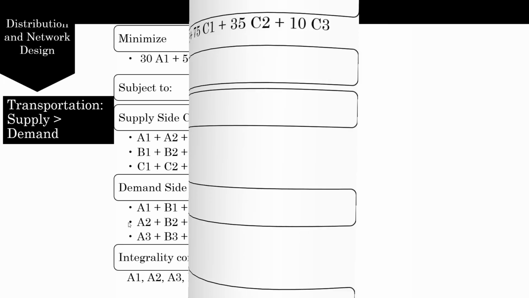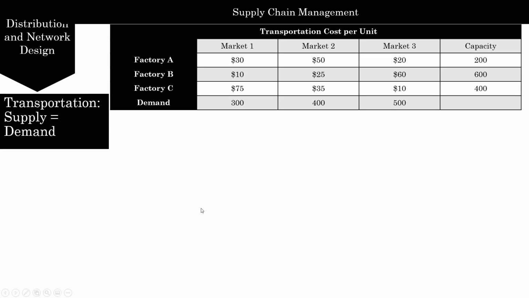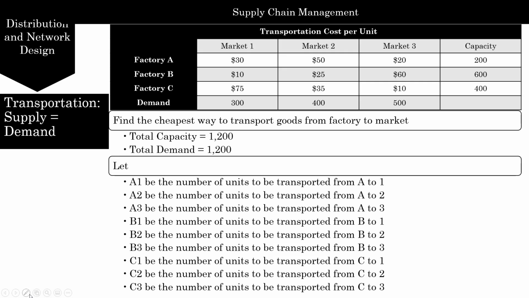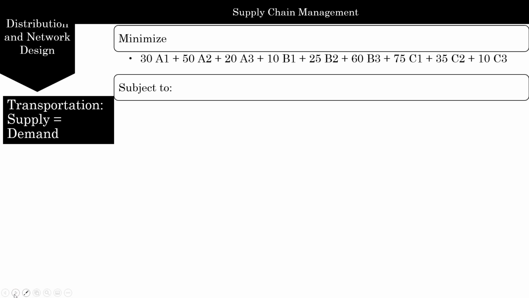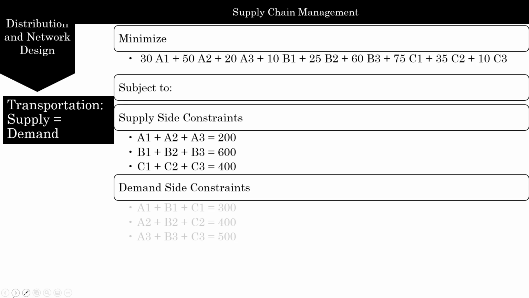Well, the next one, we're going to look at where supply is equal to demand, and you can see it's the same problem, except here your capacity is reduced from 500 to 200. And so you have 1200 is demand, 1200 is capacity. And the only thing that changes here, the minimization is the same, but you look at the supply side constraints and demand side constraints, you have equal to signs instead of less than or equal to here. So supply side, remember in the past had less than or equal to, right now has equal to.